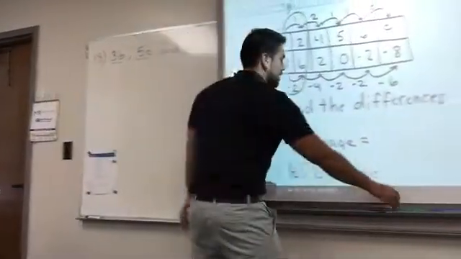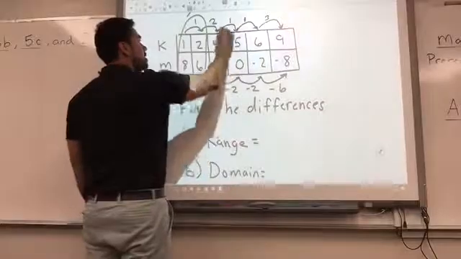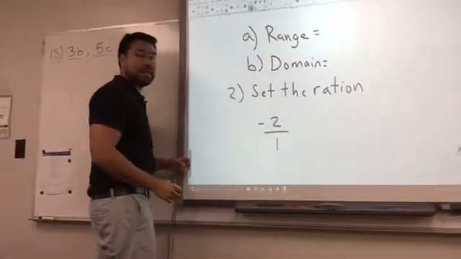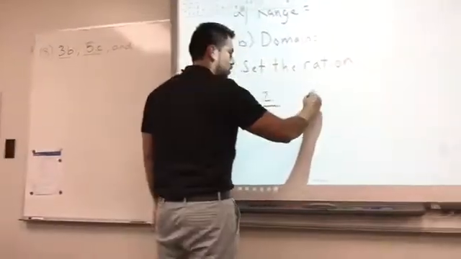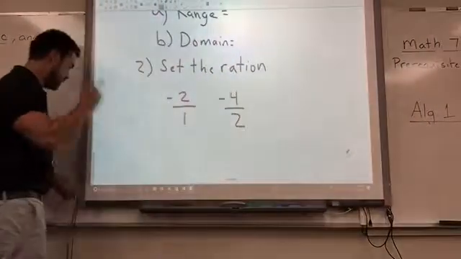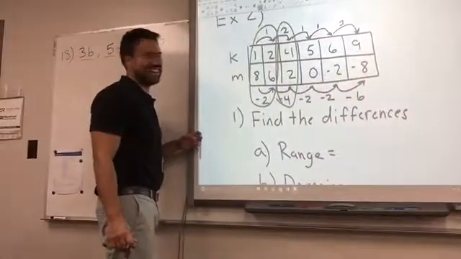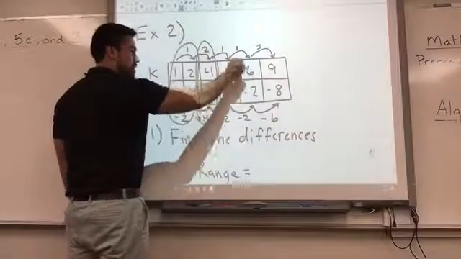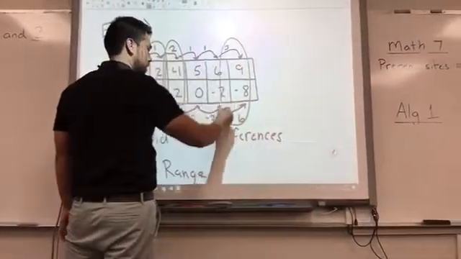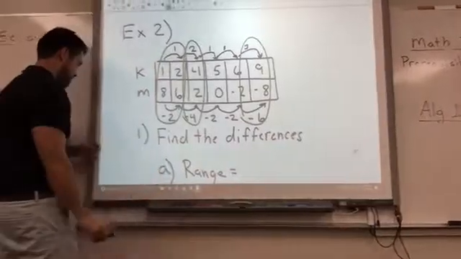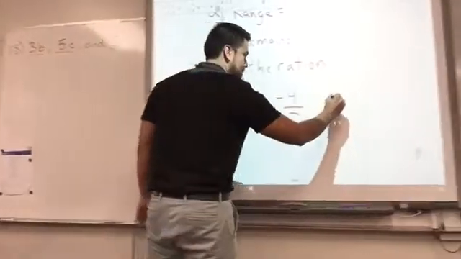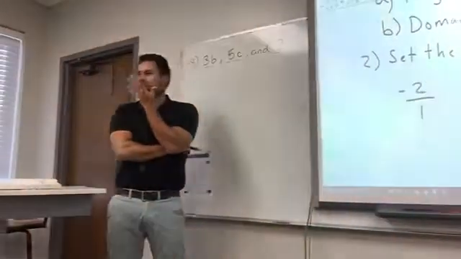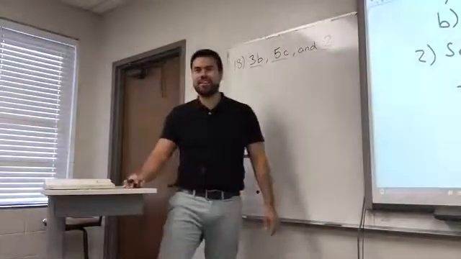What would it be if I was using these two numbers? Negative 4 over 2, right? And actually, do you guys see that these two are the same? What would it be if I was using this one right here? Because that's different. Negative 6 over 3, right? Whoa. Equal.